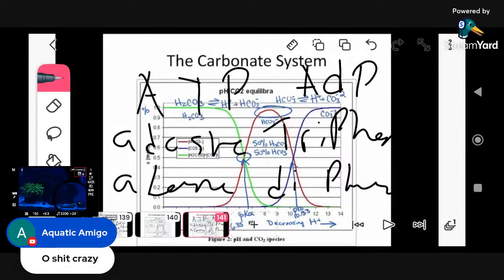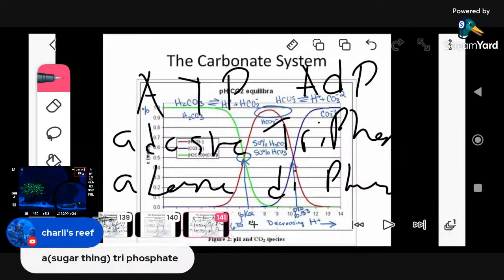It's just for us, when we read something, we kind of know how much of a molecule there is, so we have a general idea. Yeah, that's ADP, ATP.